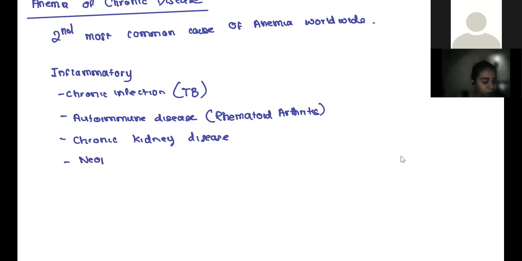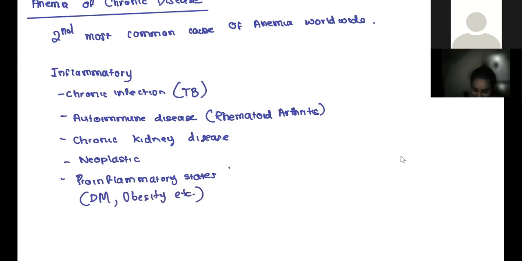Then chronic kidney disease. Then neoplastic conditions. Neoplastic means any cancers. Okay. And any pro-inflammatory states, such as diabetes mellitus, obesity, etc. Basically anything that is inflammatory can lead to it. Sorry. So basically, any disease which causes inflammation can lead to anemia of chronic disease. This is due to the release of something called interleukin 6. There's a lot of cytokines released, and one of them is interleukin 6.